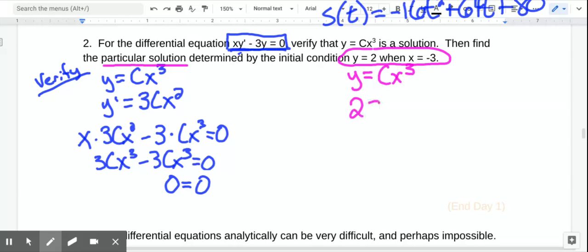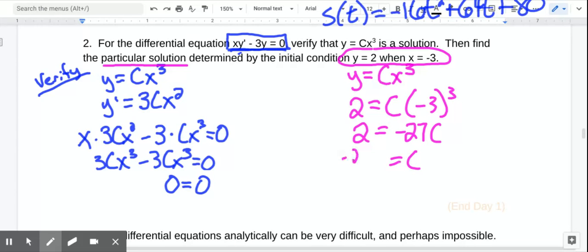So we're just going to plug in these values that they gave us. So y is 2 when x equals negative 3. So we get negative 27c, so c is negative 2/27. So our particular solution is y equals negative 2/27 x cubed.